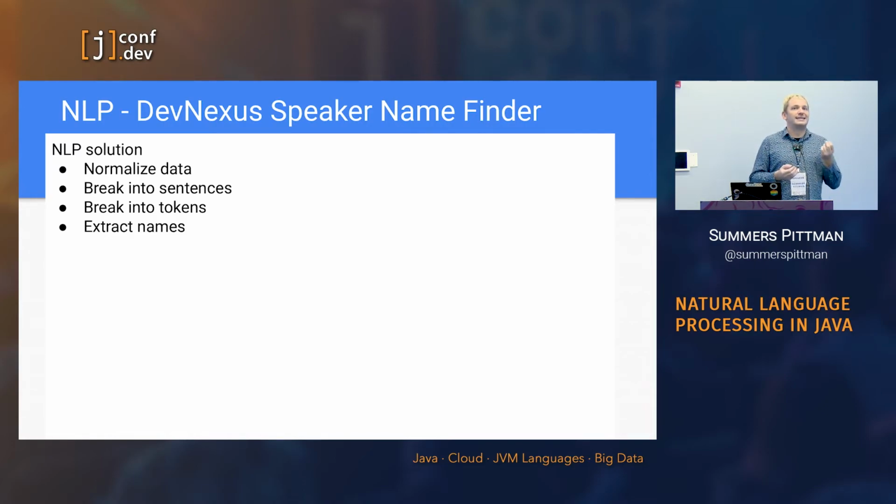OpenNLP provides a sentence model that can detect sentences and break them up for you. Then we want to break it into tokens. OpenNLP provides a token model that can break sentences into tokens for you. And then finally, we want to extract names. And once again, OpenNLP provides a name extraction model that has been trained on annotated data to find and detect names in natural text.